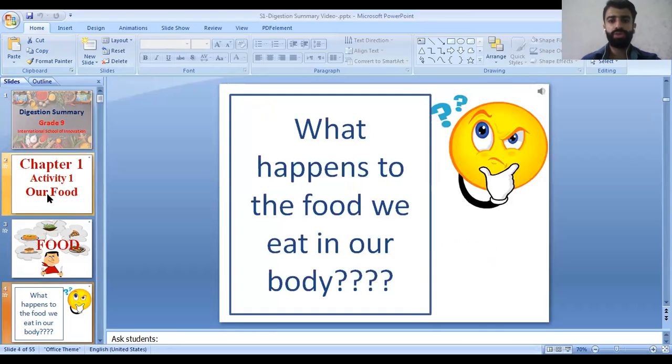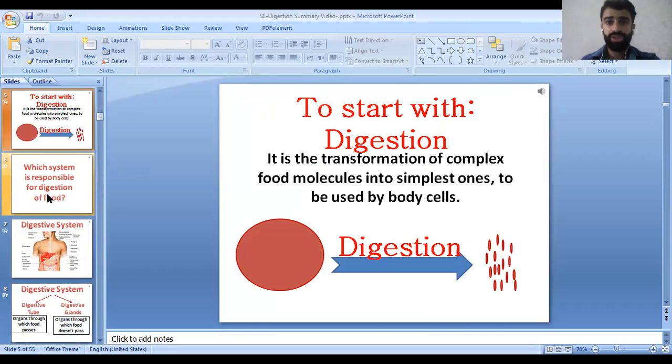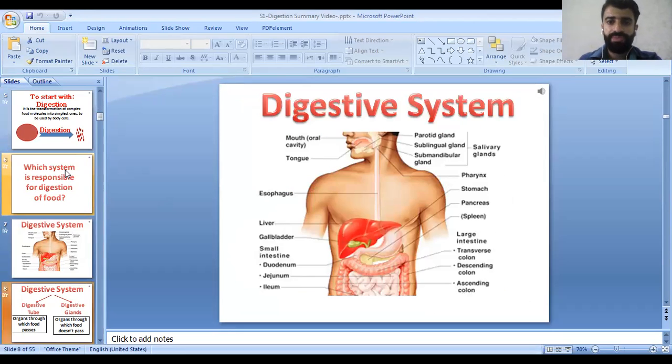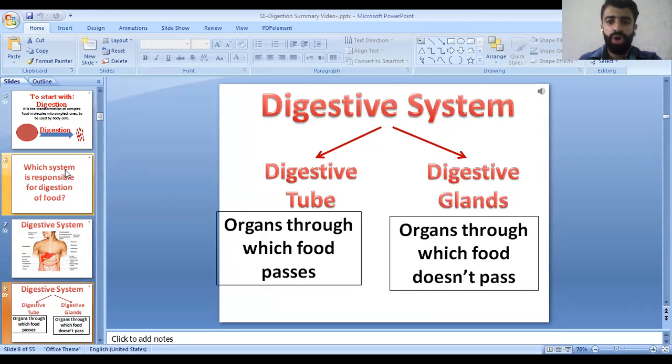To start, let's talk about digestion. Digestion is the transformation of large complex molecules into simplest ones to be used by the body cells to produce the energy needed. So which system is responsible? Sure, it's the digestive system. It's divided into digestive tube and digestive glands. Digestive tube organs are those through which the food passes, whereas digestive glands are organs through which food doesn't pass.